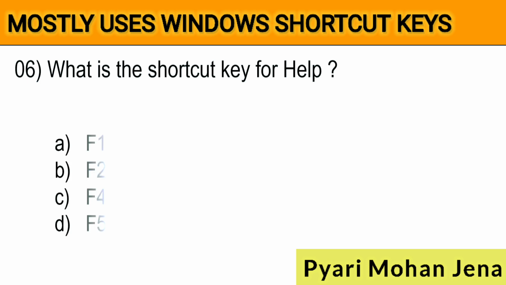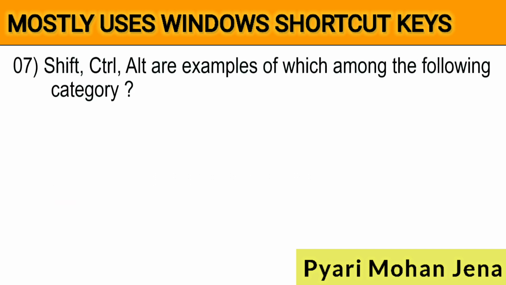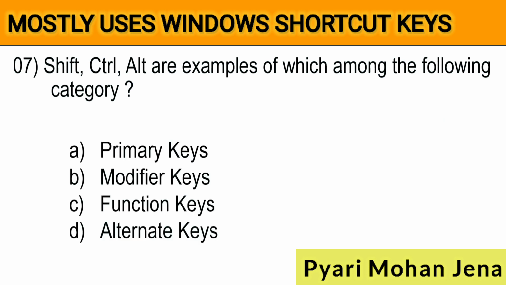What is the shortcut key for help? F1, F2, F4, F5. Here the answer of this question is F1. Shift, Control, Alt are examples of which among the following category? Primary key, modifier keys, functional keys, alternate keys.